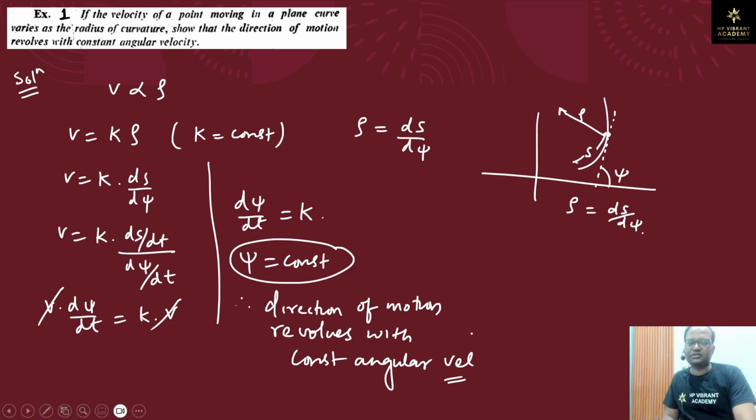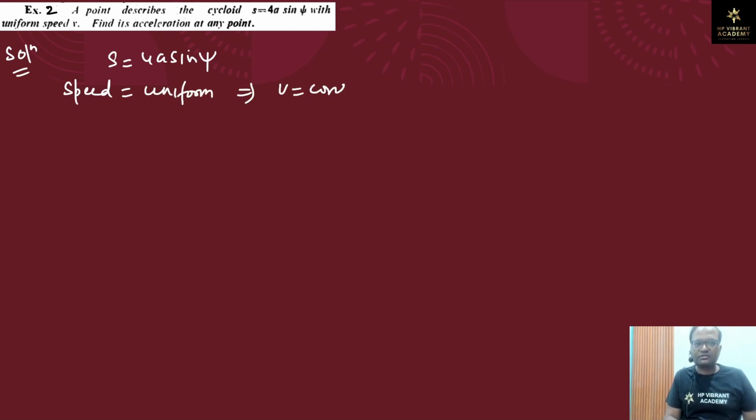Okay, let us discuss question number 2. What we are having is the cycloid s is equal to 4a sin psi, with a uniform speed. The speed is uniform. This means v is constant. Find the acceleration at any point. So v is equal to constant. This means dv upon dt is equal to 0.